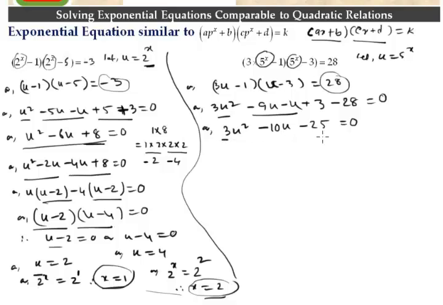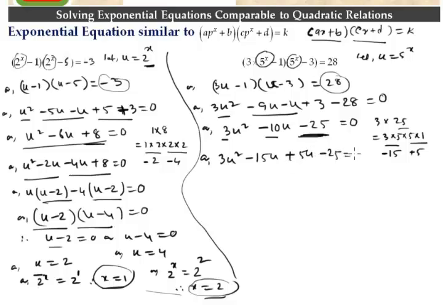Now we need to factorize this quadratic trinomial. The 3u square coefficient is 3, times the constant 25. So we will expand it as 3 times 5 times 5, and we need to make minus 10. Since the constant term is negative, we need to divide them into two parts so that their difference becomes 10. So 15 and 5, their difference is 10. Now we need minus 10, so we will put minus in front of 15 and plus in front of 5. Therefore 3u square minus 15u plus 5u minus 25 equals 0.